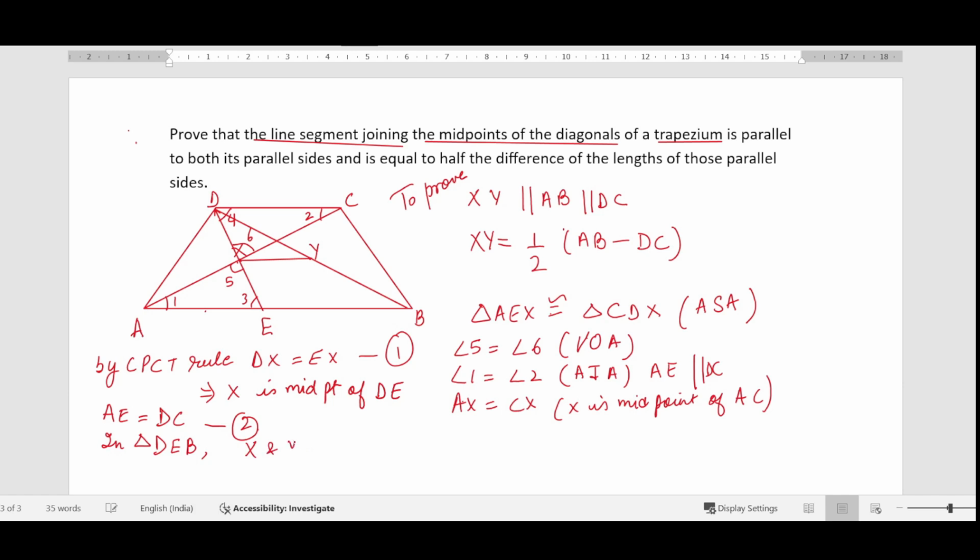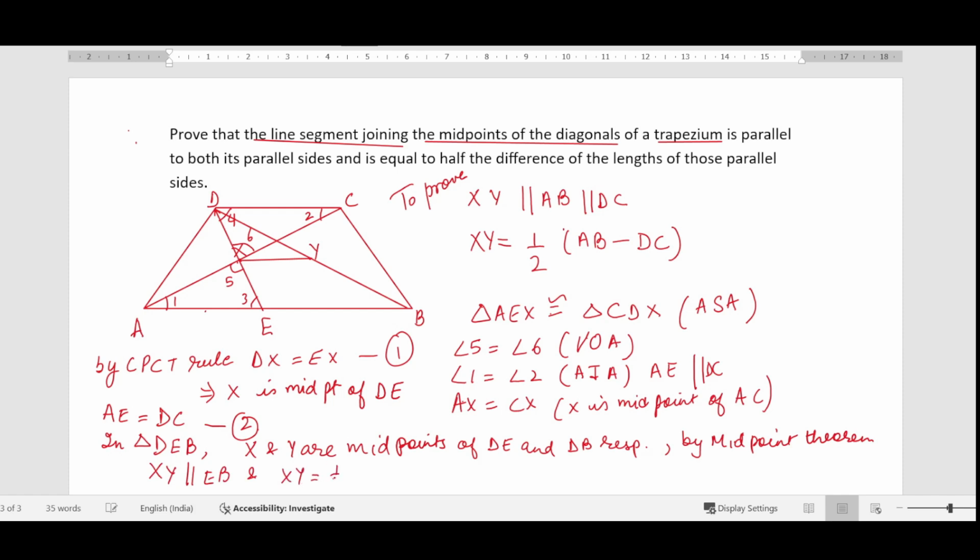X and Y are midpoints of DE and DB respectively. So by midpoint theorem, XY is parallel to EB and XY is equal to half of EB. So let this equation be equation 3.